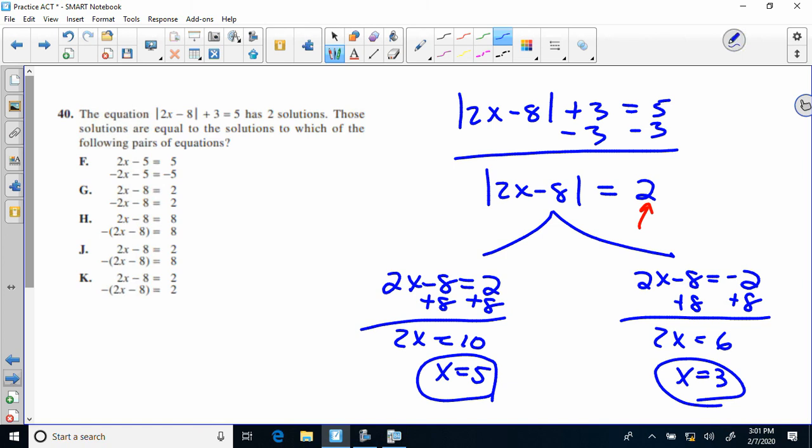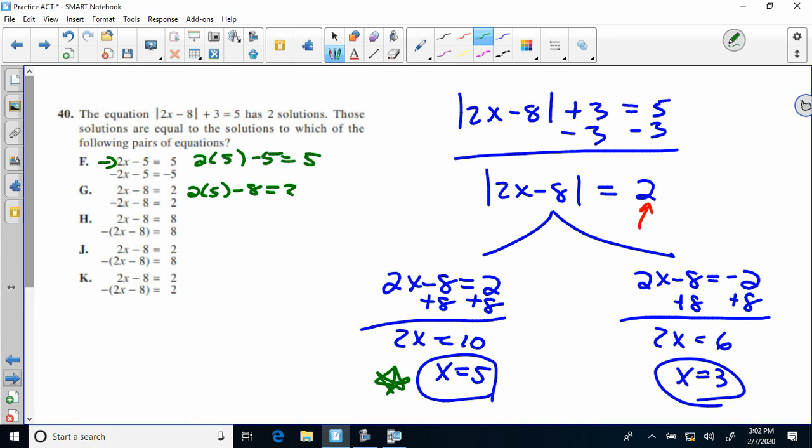Well, the easiest thing is just to throw them in and see what works. I'm going to start with 5, only because it's first right there. I could start with a 3, it doesn't matter. I'm going to plug it into this top one on F. If I did 2 times 5 minus 5 equals 5, did it work on the top? Yes. So I need to find one that works on each of them. I'm going to see if it works on anything on G. If I plug in 2 times 5 minus 8, that is 2. 10 minus 8 is 2. It works there.